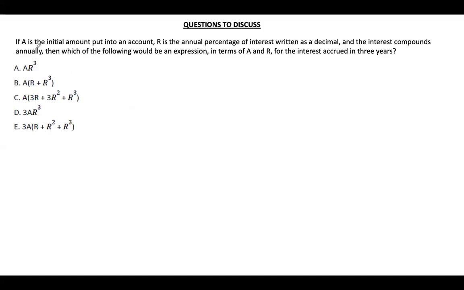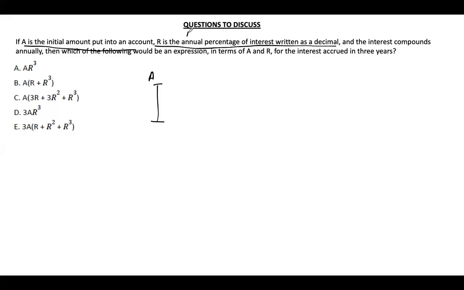What is the question saying? A is the initial amount put into the account. R is the annual percent of interest written as a decimal. What does it mean? It's the rate of interest. Give me an example. R could be 5% or R could be 5.0%.